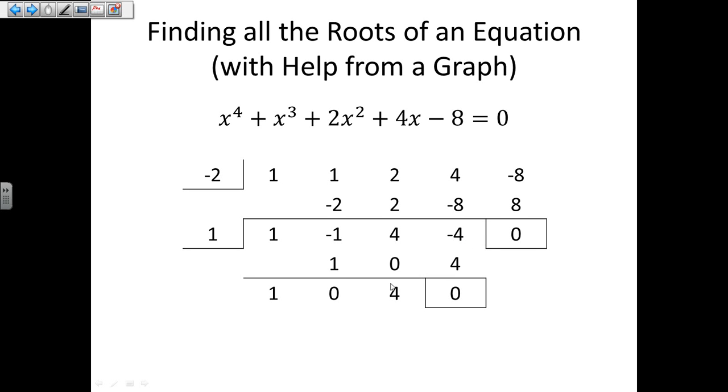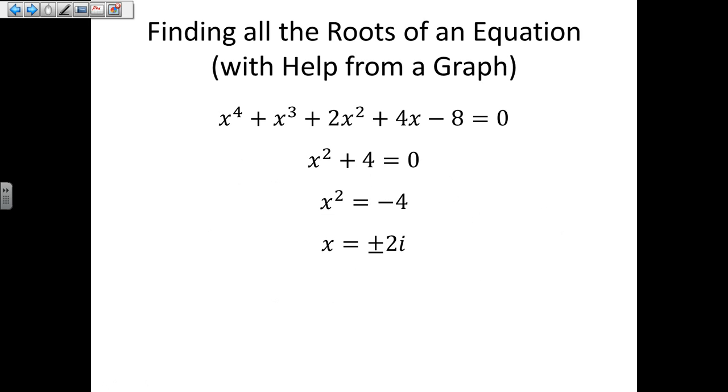And now the polynomial has been depressed all the way to a quadratic. 1, 0, and 4 are A, B, and C for a quadratic polynomial. Now, I set that equal to 0, or I could use the quadratic formula to find this, and I get x equals plus or minus 2i. So 2 imaginary roots. So my 4 roots are plus or minus 2i, negative 2, and 1. Again, I knew that there would be 4 roots total because the highest power on x is 4 in this polynomial.